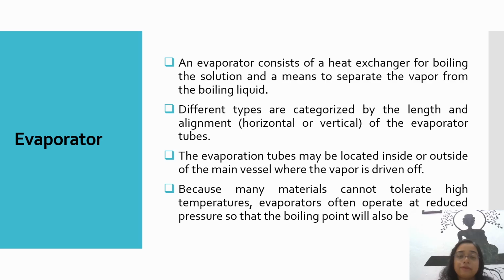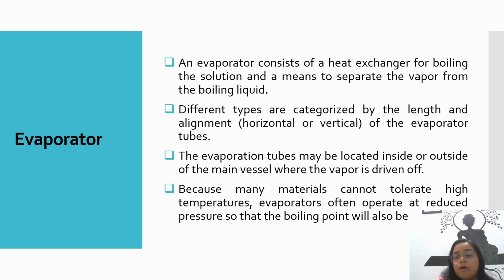Now in case of evaporator, we can categorize evaporators into different types. Suppose we consider the alignment and the length of the evaporator tubes, we can categorize them into some types. Also, depending upon the number of effects, we can classify the evaporators into single effect evaporators or multiple effect evaporators. Likewise, depending upon different bases, we can categorize the evaporator.